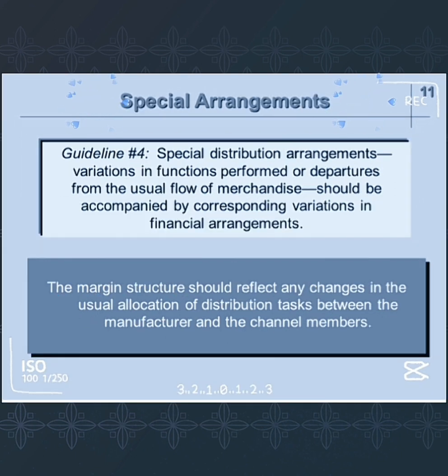Special arrangements. Guideline number 4. Special distribution arrangements, variations in functions performed, or departures from the usual flow of merchandise should be accompanied by corresponding variations in financial arrangements. The margin structure should reflect any changes in the usual allocation of distribution tasks between the manufacturer and the channel members.